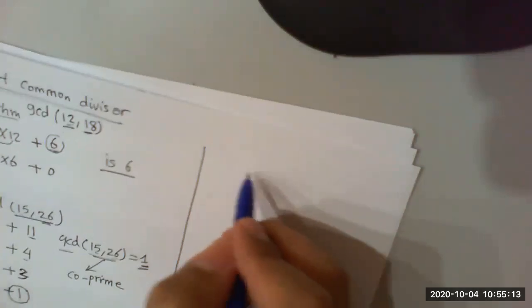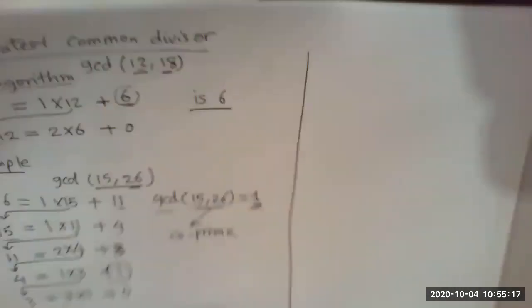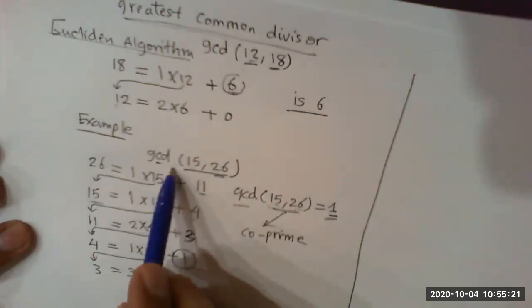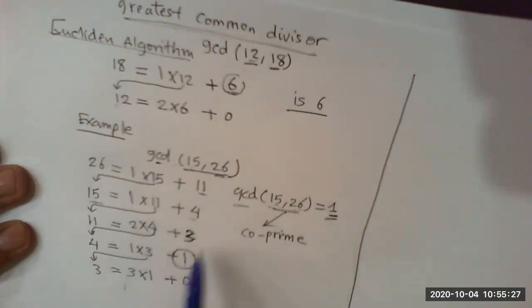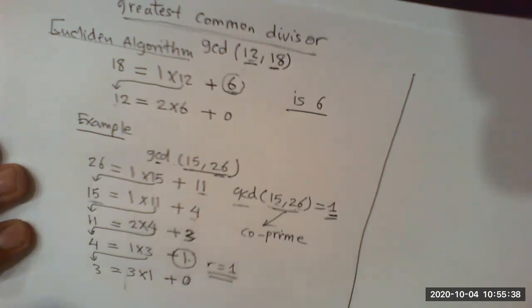Doctor, why is it 1? Because in our procedure, I want to find the greatest common divisor between 15 and 26. I apply the algorithm and go down until I find 0. The one before 0 is the greatest common divisor. The remainder equals 1.